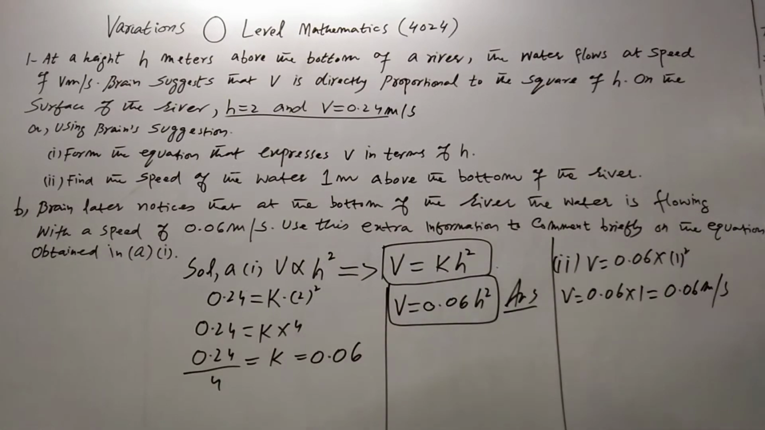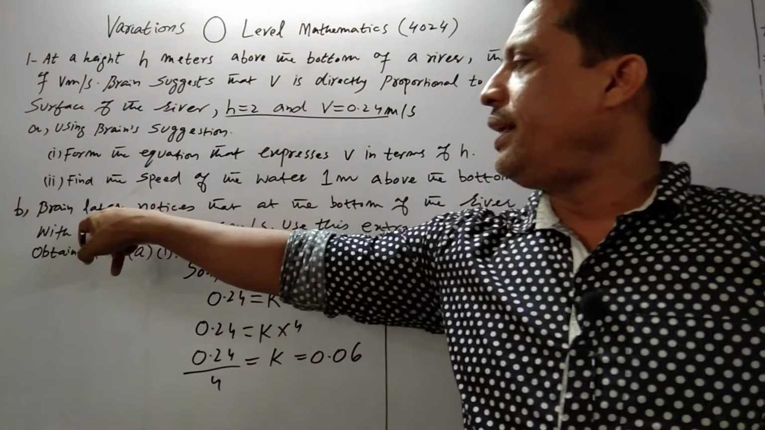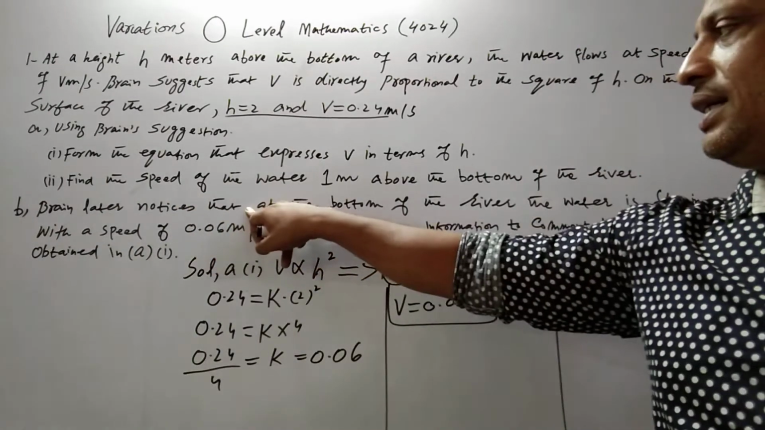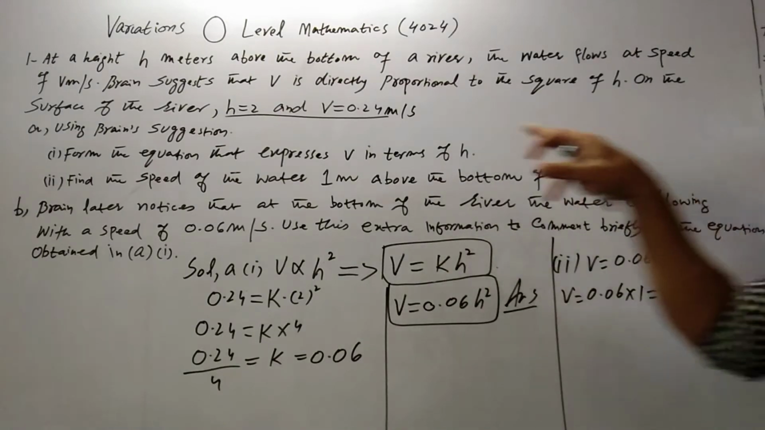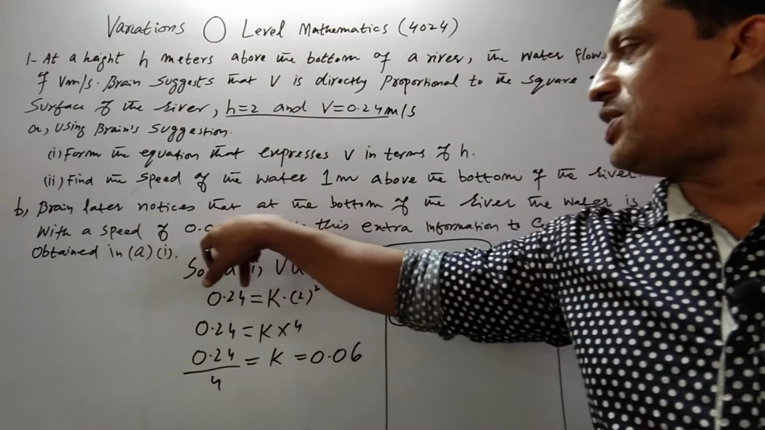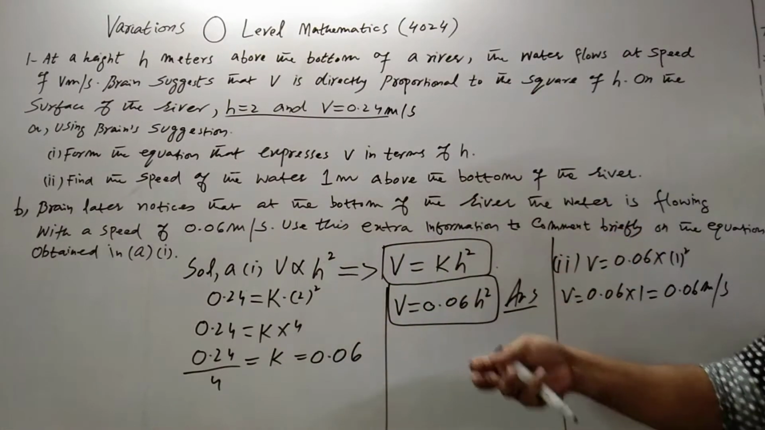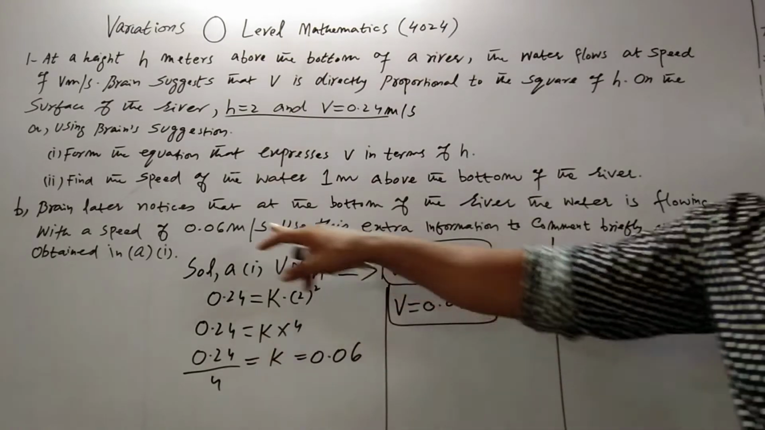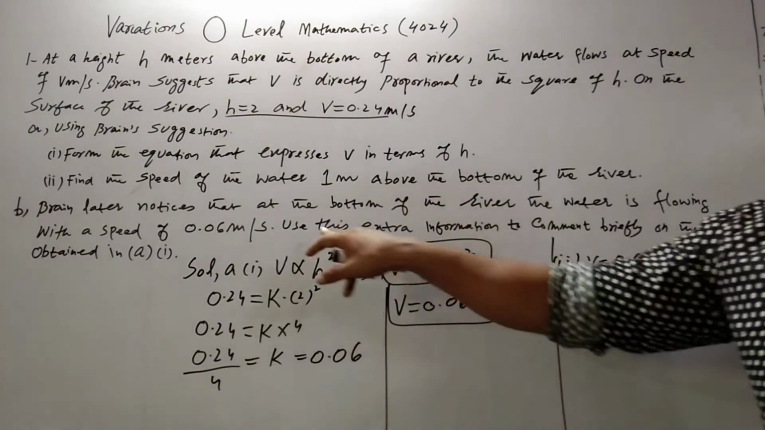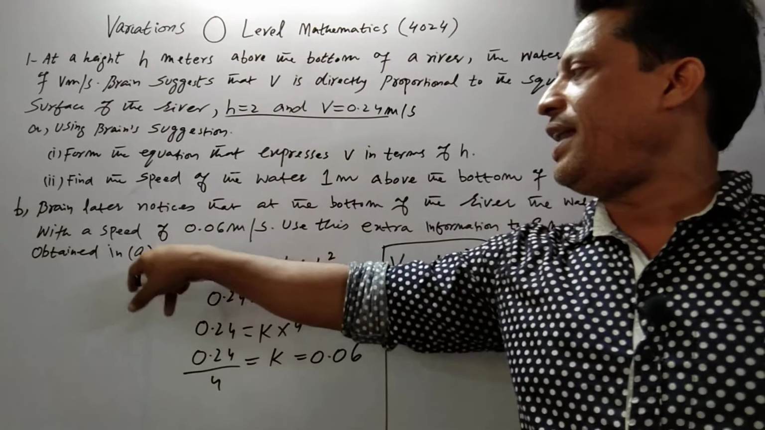The next part is: Brain later notices that at the bottom of the river the water is flowing with a speed of 0.06 meters per second. After his experiment, he notices that the speed of the water at the bottom of the river is 0.06 meters per second. Use this extra information to comment briefly on the equation obtained in A1.